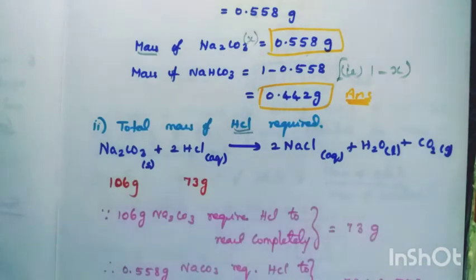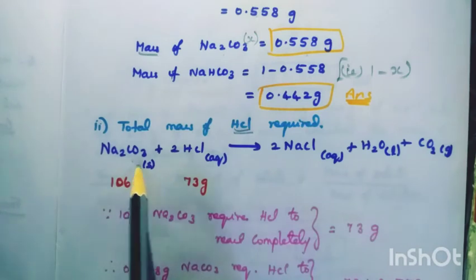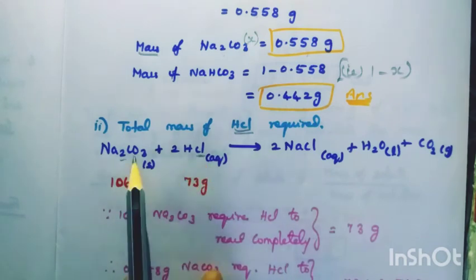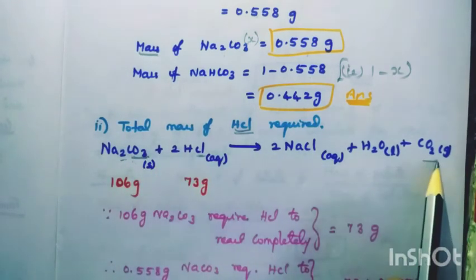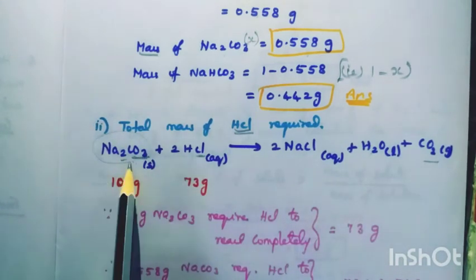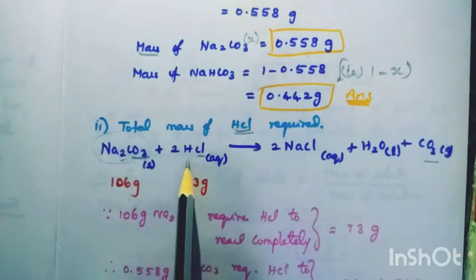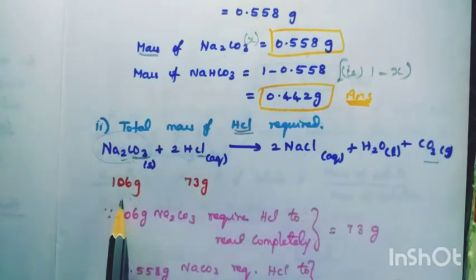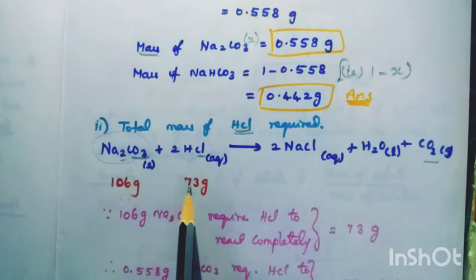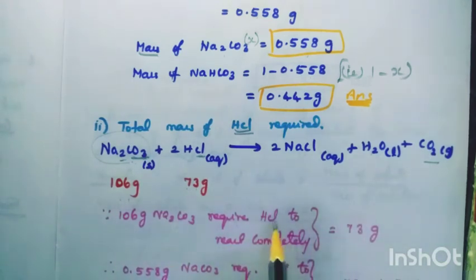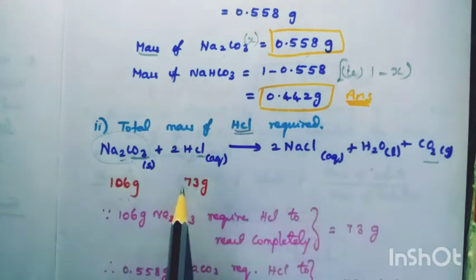So, sodium carbonate reaction: any base with acid gives you salt, no? So NaCl goes out. Carbonate goes out as carbon dioxide, and the remaining H2O goes out. Now, what is the molar mass of sodium carbonate? 106. Molar mass of HCl is 73 gram. That means 106 gram of sodium carbonate requires 73 gram of HCl to react completely. This reaction shows that.